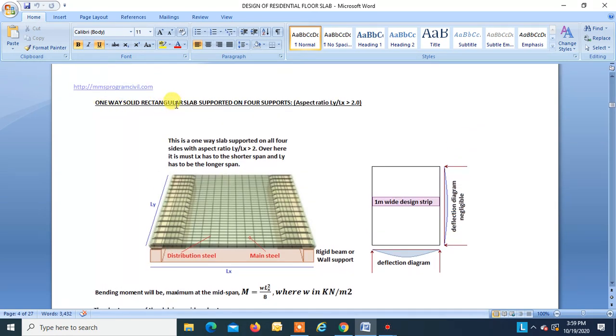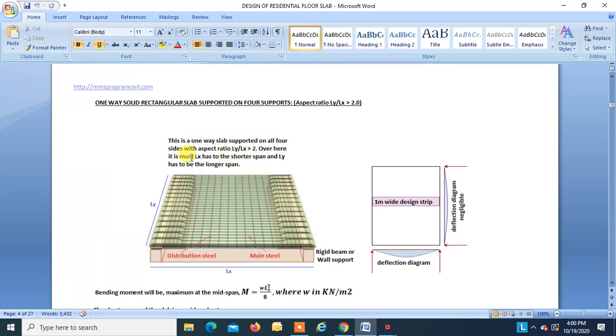One way solid rectangular slab supported on four supports. Over here, as the slab is supported on all four sides, the aspect ratio will come in picture. As this is a one way slab, Ly by Lx has to be greater than 2. This is a one way slab supported on all four sides with aspect ratio Ly by Lx greater than 2.